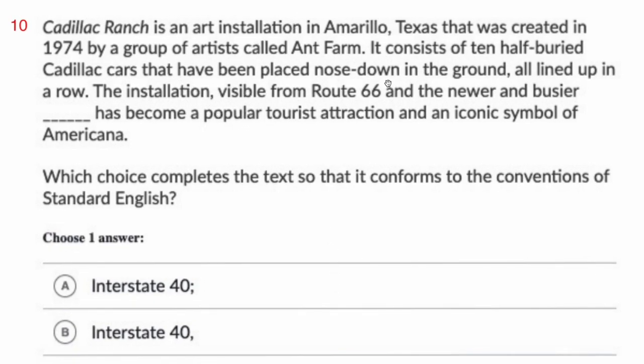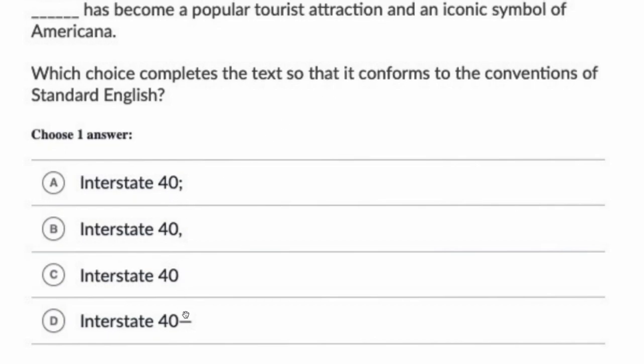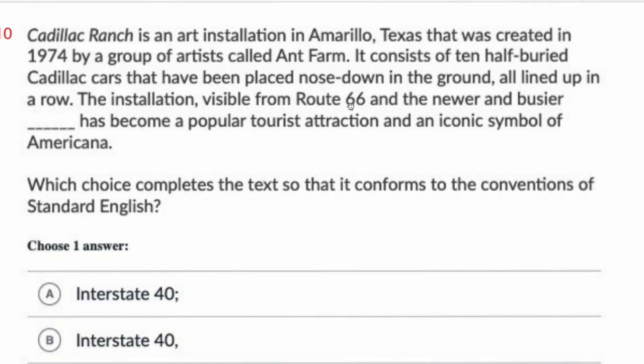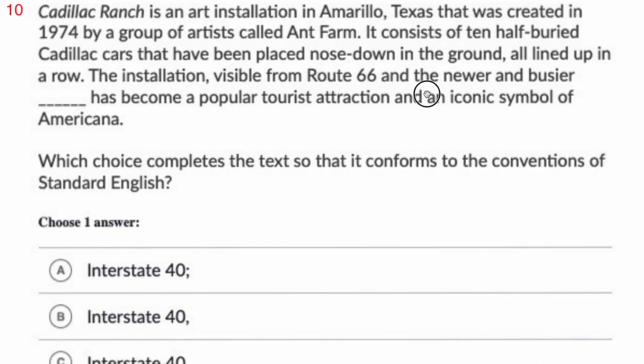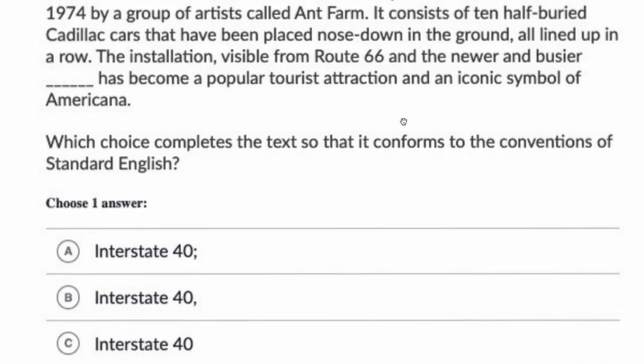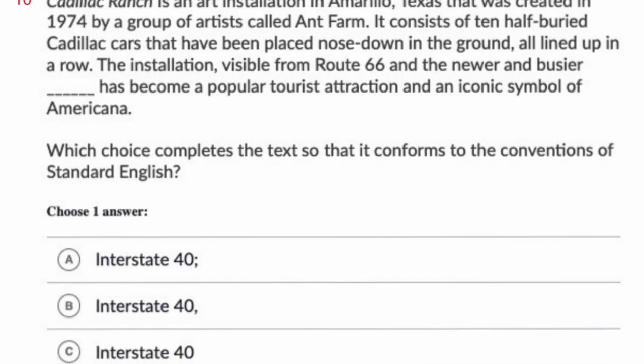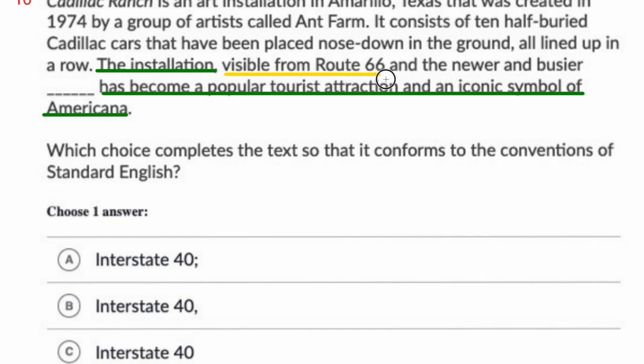Here I'm just going to look at the second sentence because that's probably going to be all that we need. It's another punctuation question. The installation, visible from Route 66 and the newer and busier Interstate 40, has become a popular tourist attraction and an iconic symbol of Americana. And so we've got the main portion of our sentence: the installation has become a popular tourist attraction, etc. And then we've got our interruption.